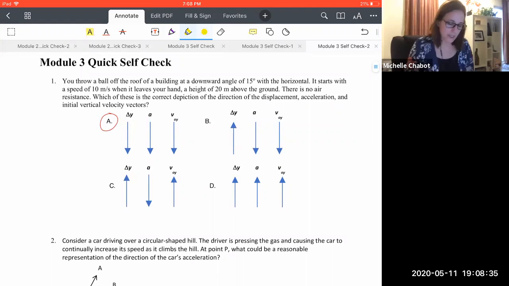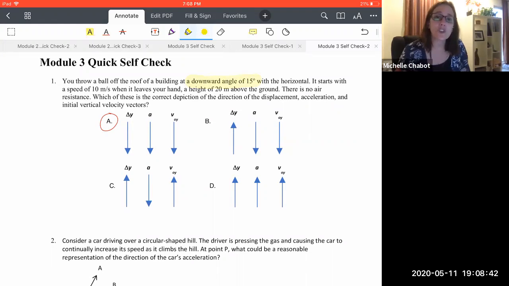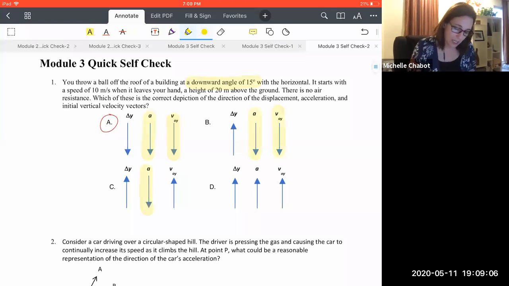In this first problem, we're throwing a ball off the roof of a building at a downward angle. That tells us that our initial velocity vector must be down. And then it also has an acceleration that is always going to be downwards. So far so good for these ones that I'm highlighting. All have the acceleration down, and then A and B also have the velocity down.